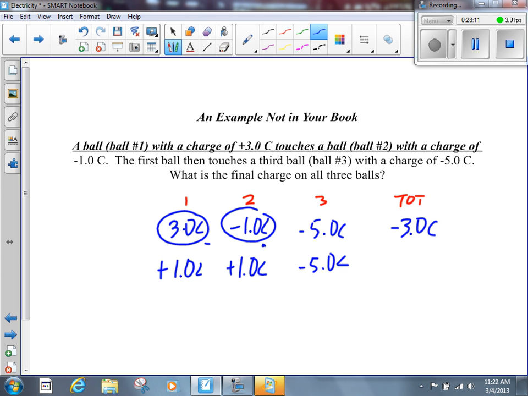Let's add these up just to make sure that we got the total charge of -3. +1 plus 1 minus 5 is -3 coulombs, so we're still good. Then what happens? Then the first ball touches the third ball. So now we've got the first ball and the third ball, +1 and -5. What are they going to balance out to be? The one that's -5 transfers electrons to the one that's +1. But how much? Well, average them up. +1 plus -5 is -4. Divided by 2 is -2.